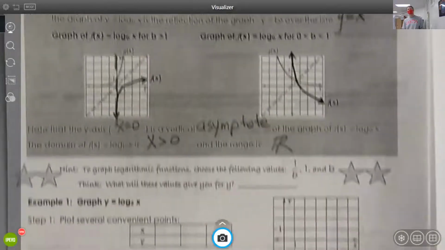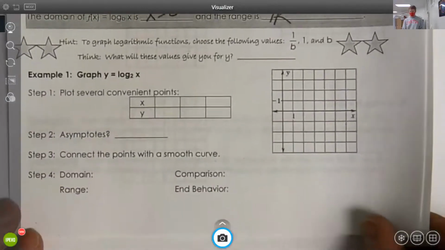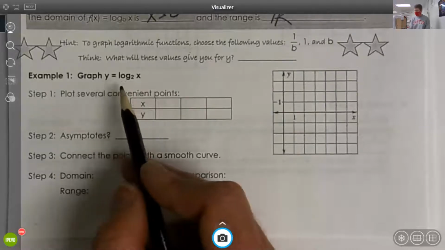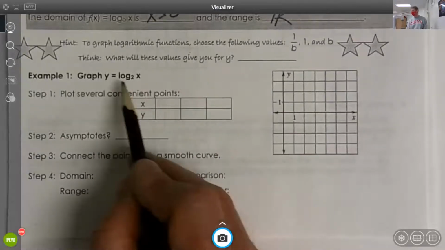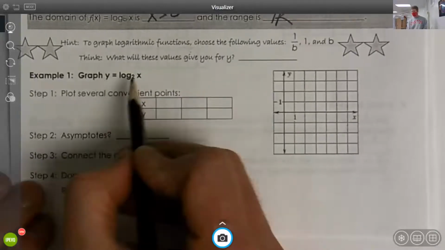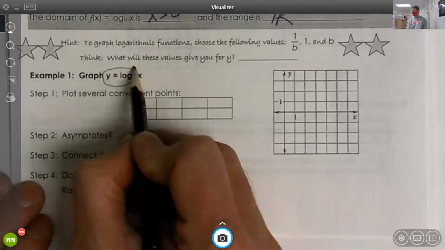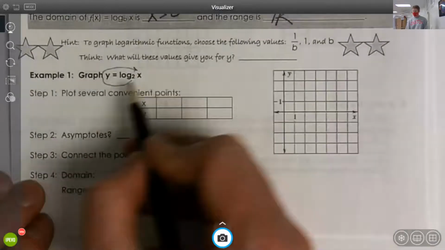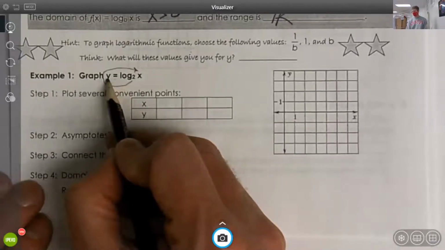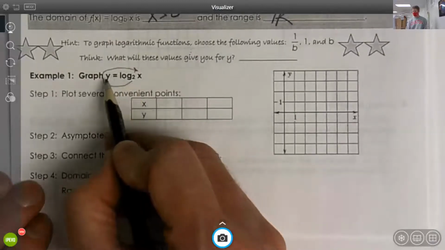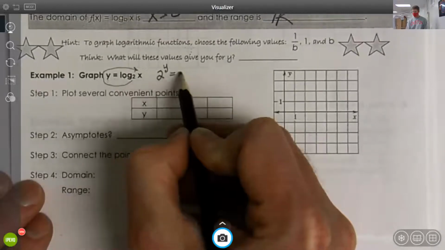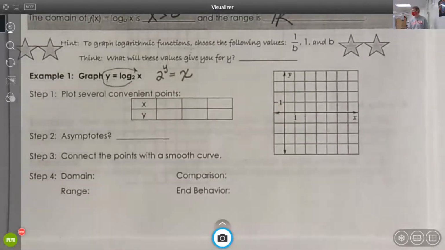All right, when we graph a logarithm, it's a little tricky to think about our table or where these points specifically go without thinking about the exponential that this would make. So a logarithm always equals an exponent. We know that. So 2 to the y power equals x.